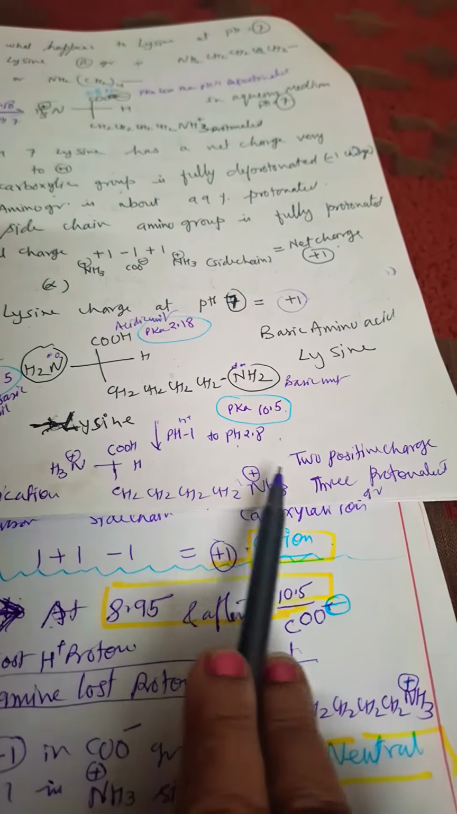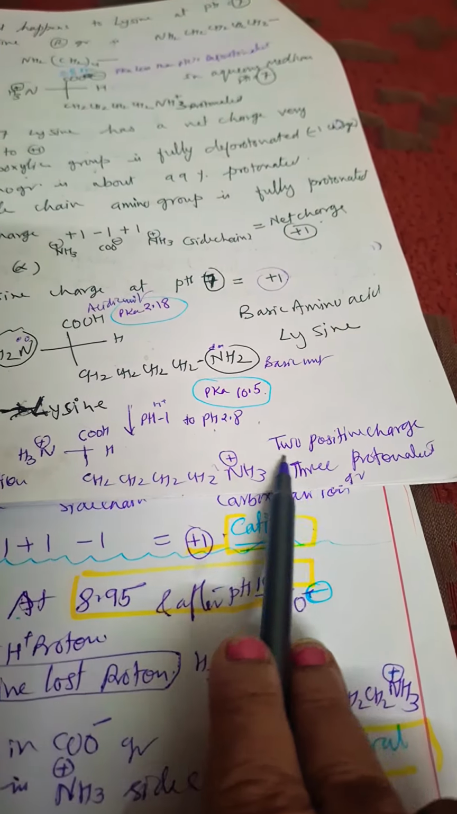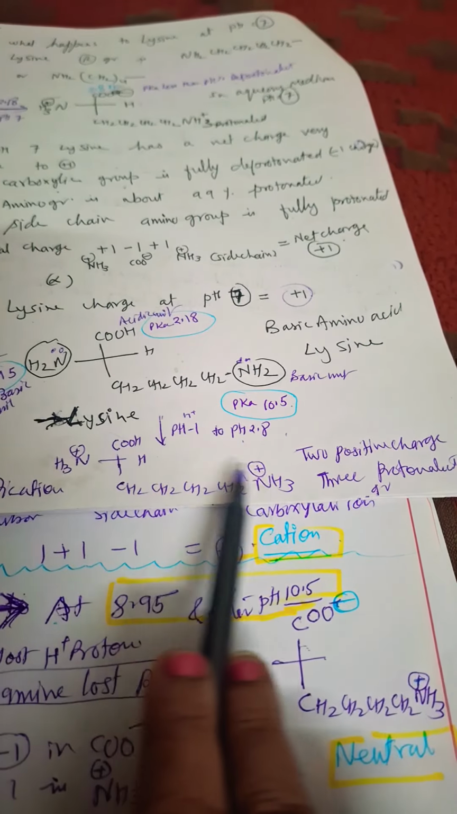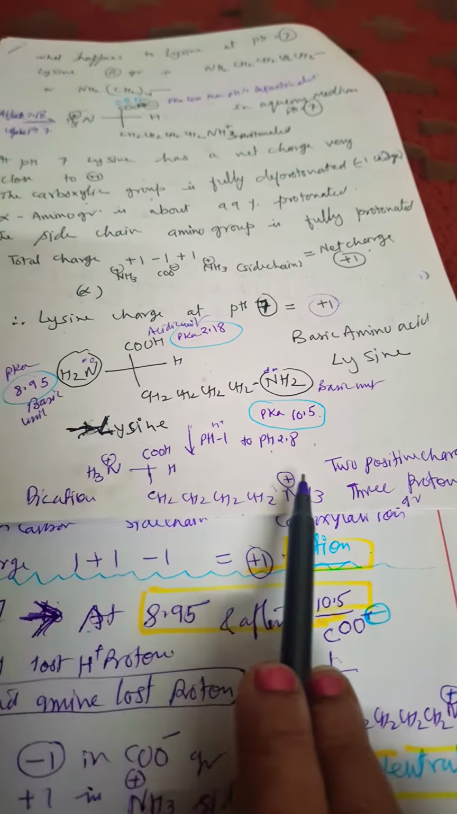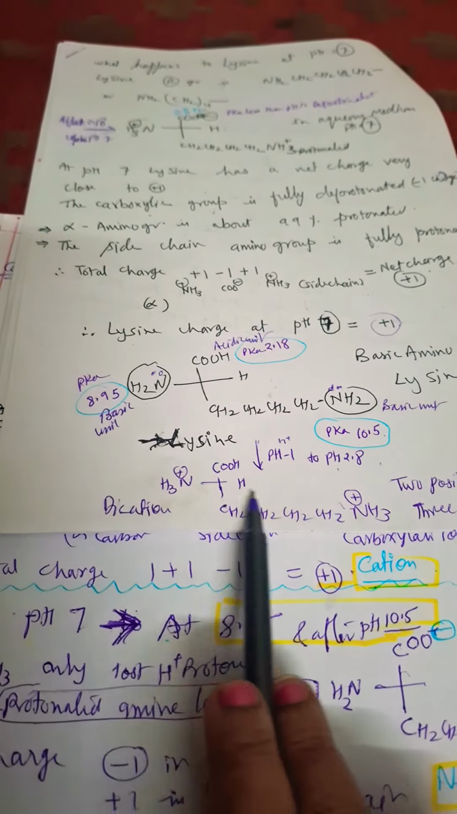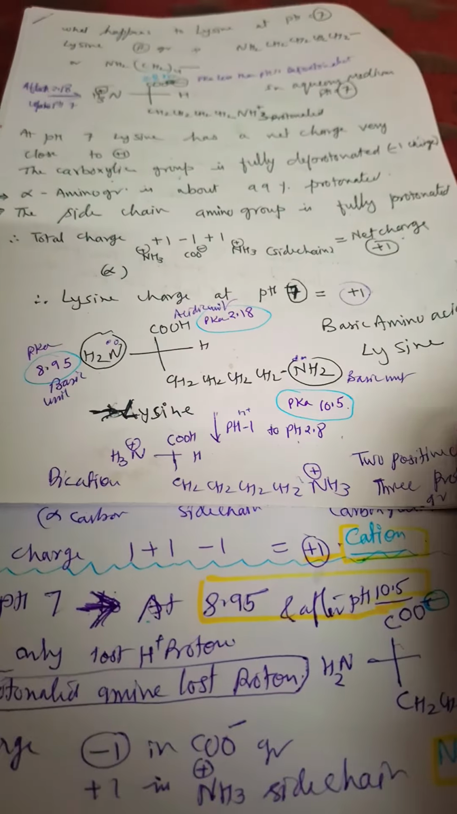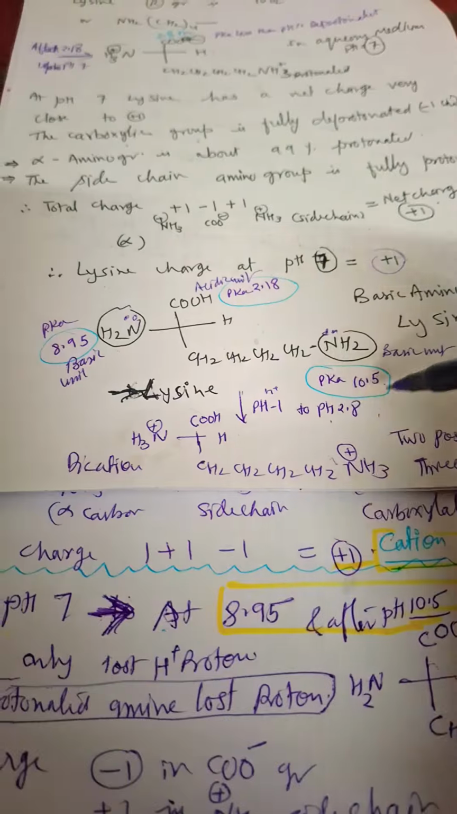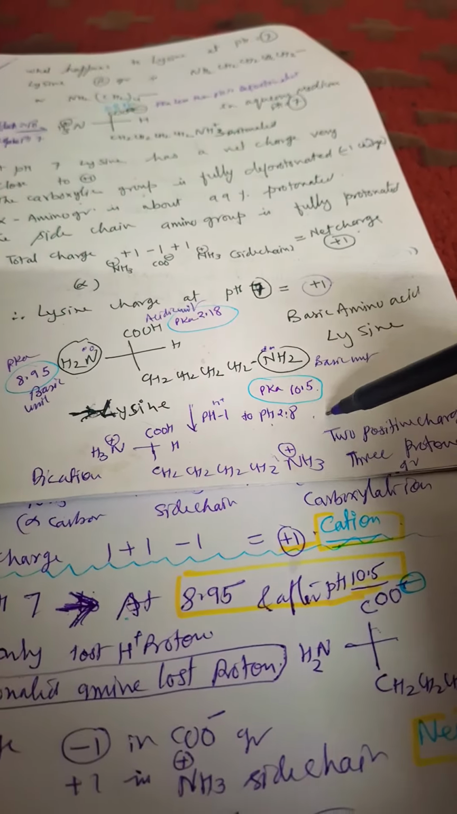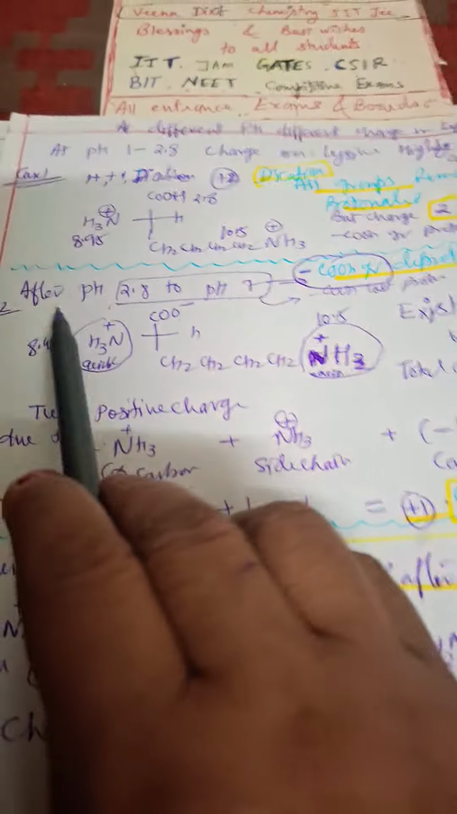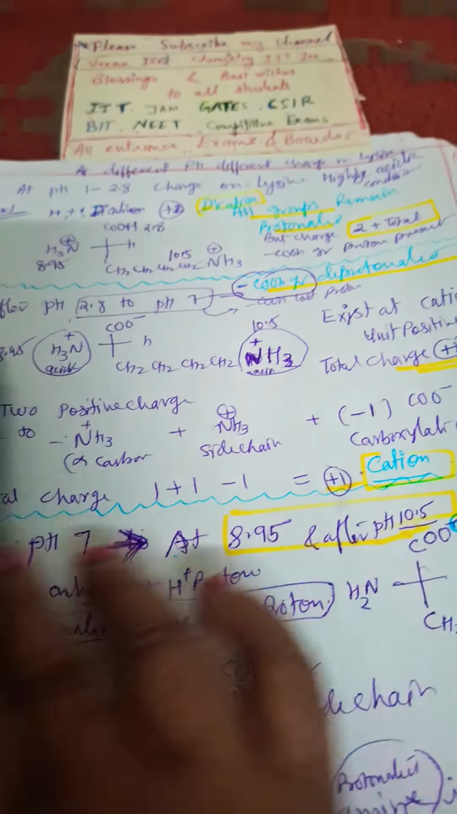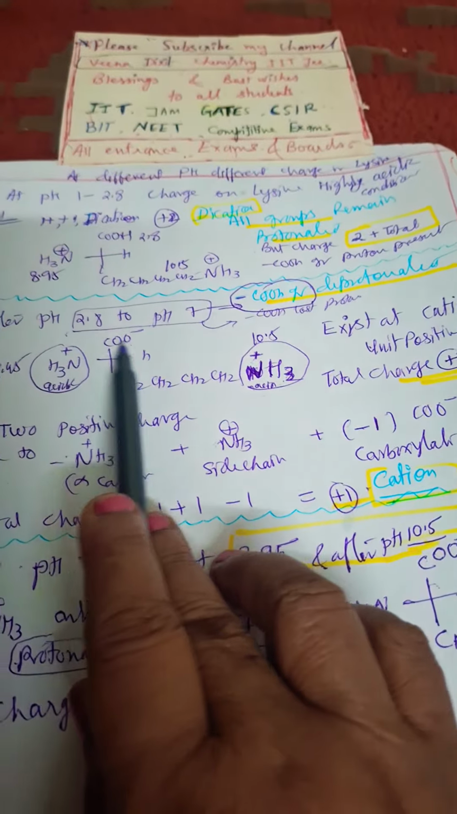We can say we are getting 3 protons from here, and here only 2 positive charges, so we call it dication. This is acidic in nature, this is acidic in nature, this is acidic in nature. So there are 3 acidic groups present when pH is 1 to 2.8, and the total is 2 positive charges.